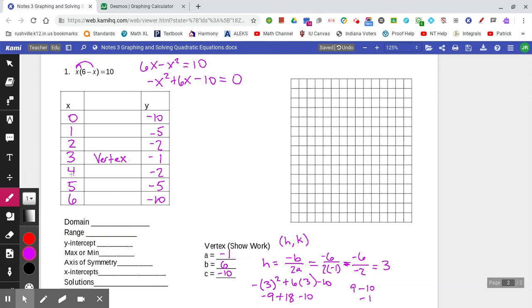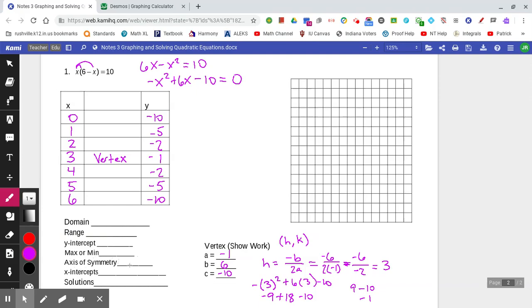And so since these points are the same distance away from that axis of symmetry, that means that these y values repeat. When we were 3 away from our vertex, both of these y values are at the same height. When we're 2 away from the vertex, both of these y values are at -5, and so on. That's because of the symmetry.